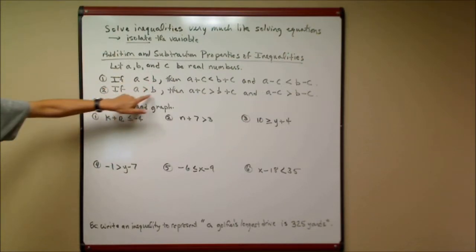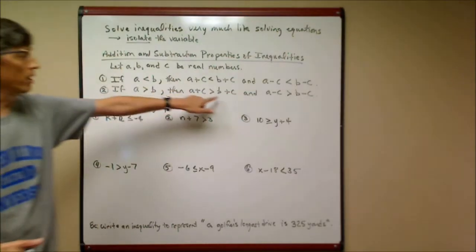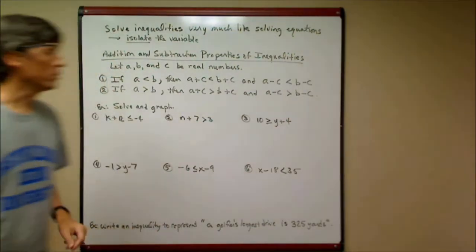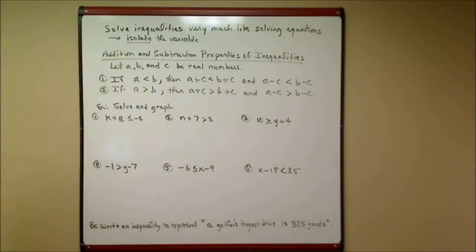Part 2, if A is greater than B, then A plus C is greater than B plus C, adding C to both sides, and A minus C is greater than B minus C, subtracting C from both sides. So I have 6 examples that I'm going to solve, and then once I get done solving it, I'm going to graph it on the number line like I was showing before.